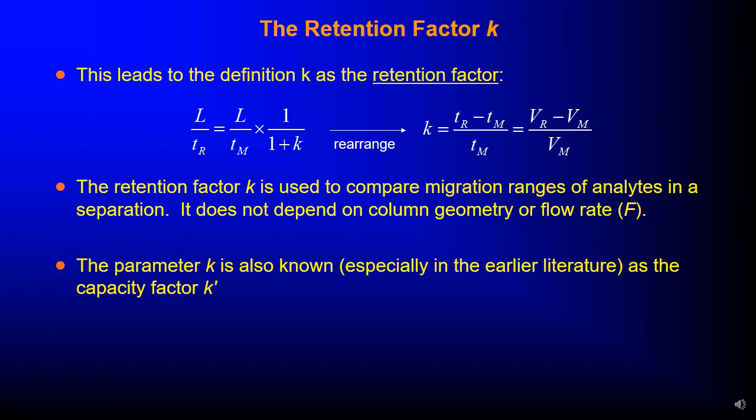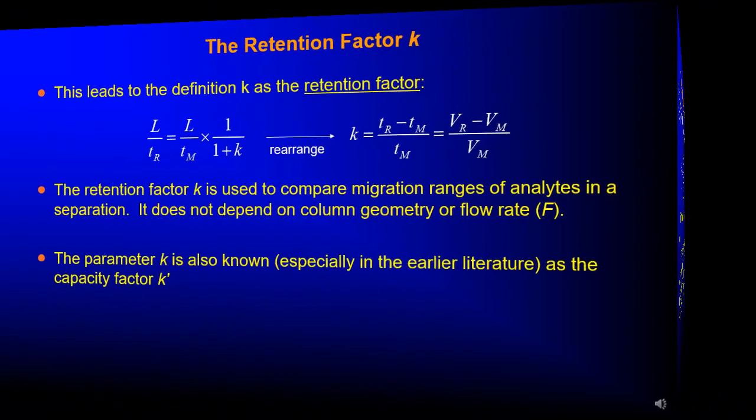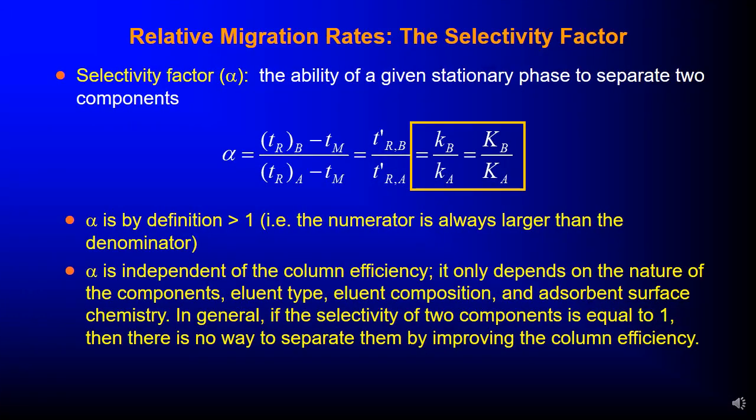So then we have the retention factor. This leads to the retention factor k for a solute, and we will derive that equation to a point where we have the formulas. Then the relative migration rate, what we call the selectivity factor. It gives us a very simple measure of the ability of a given stationary phase to separate two analytes, and the retention factor k is used to compare migration.